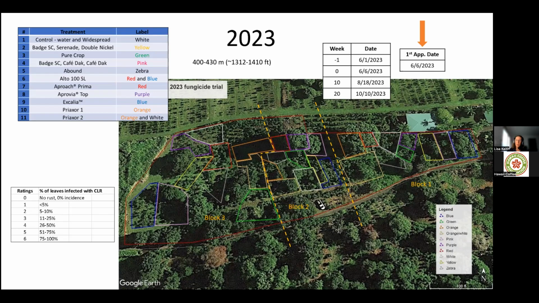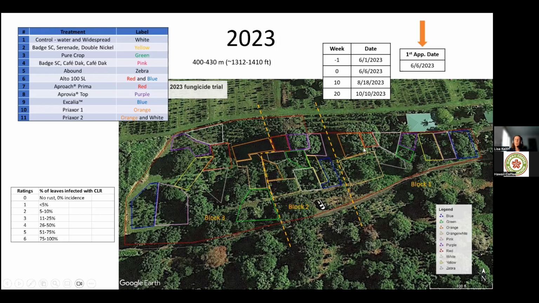We eliminated some of the treatments. We added a couple more. We increased the size of the treatment. So 3 blocks again, 3 reps, but spraying more trees, taking the ratings over time, looking at how much spot and spore production.